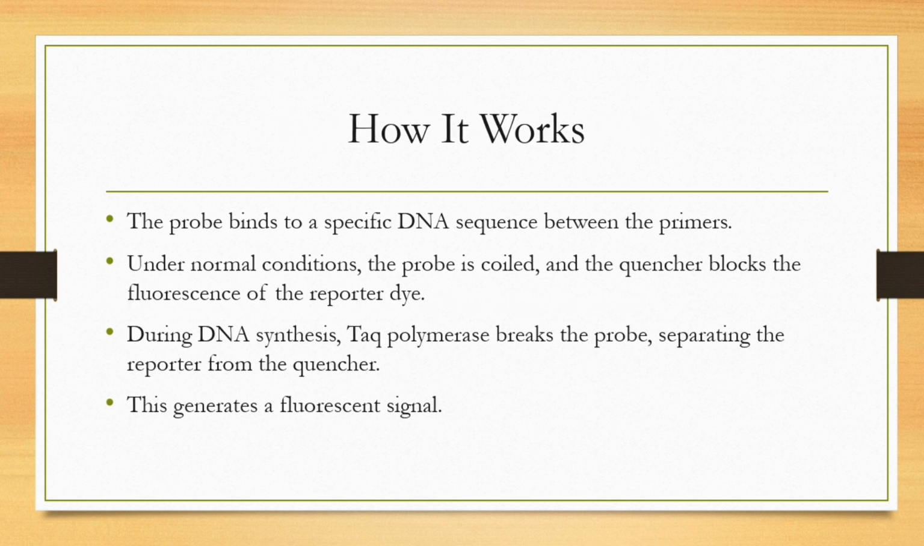How it works. The probe binds to a specific DNA sequence between the primers. Under normal conditions, the probe is coiled, and the quencher blocks the fluorescence of the reporter dye. During DNA synthesis, Taq polymerase breaks the probe, separating the reporter from the quencher. This generates a fluorescent signal.